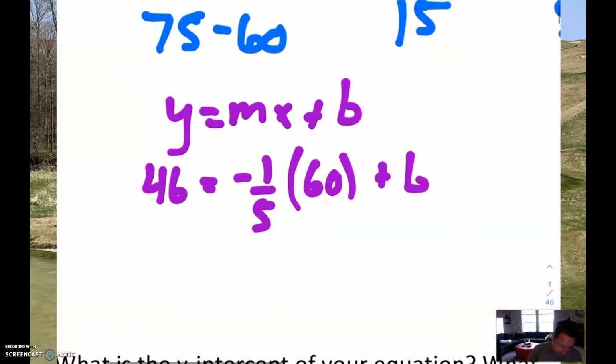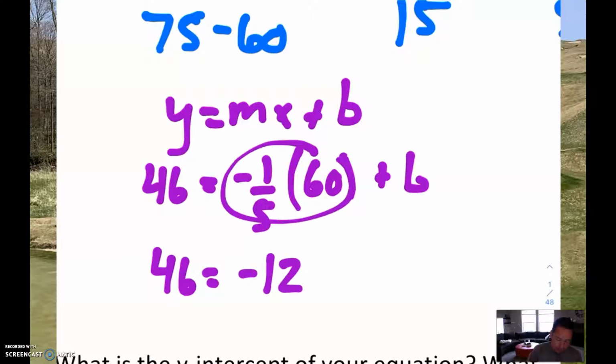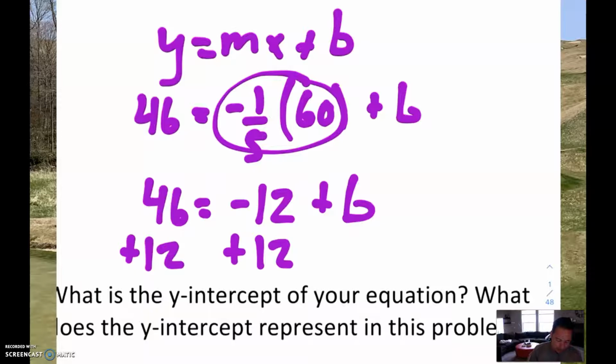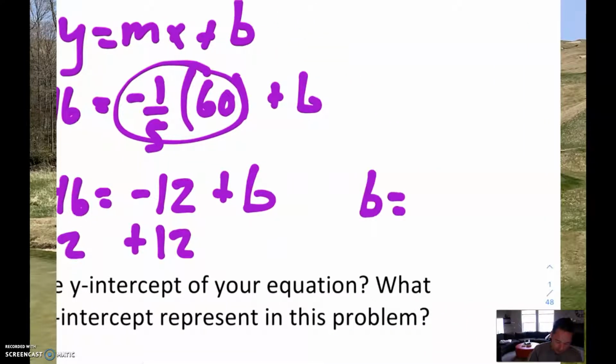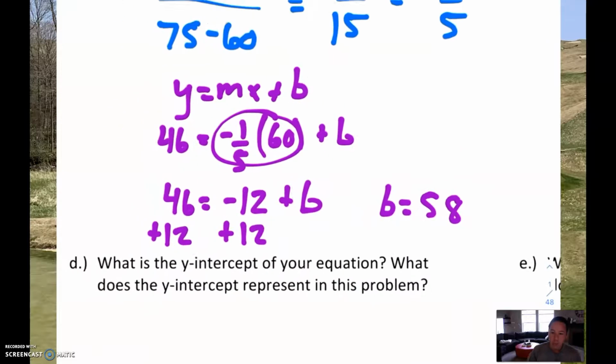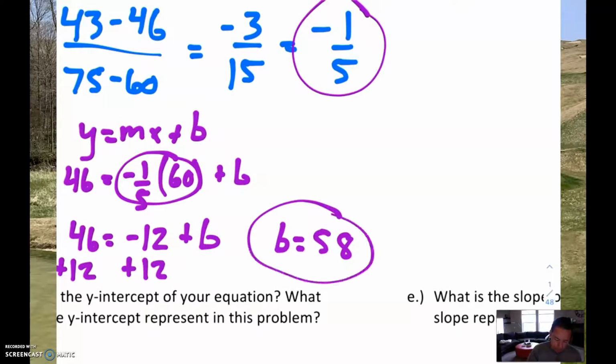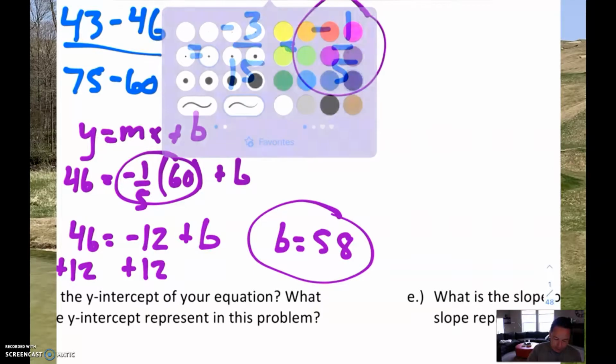So now we can take 46 equals, we take negative 1 times 60, that's negative 60, divide it by 5, and you get negative 12. So by multiplying these together, we get negative 12. And then to get b by itself, we just have to get rid of the minus 12 by doing the opposite. So we're going to add it, and we get b equals 58. And that is our y-intercept. So step 1, we found the slope. That was up here. Step 2, we found the y-intercept. That was here. And now we have to write the final equation.